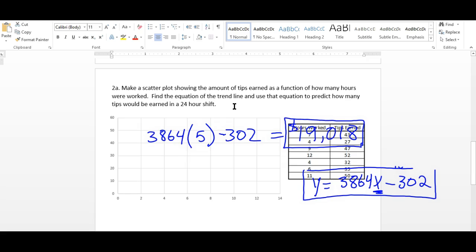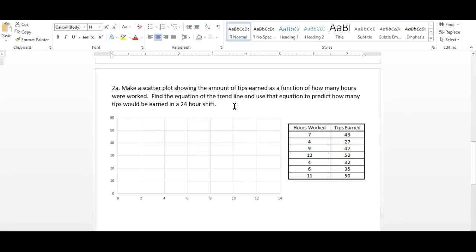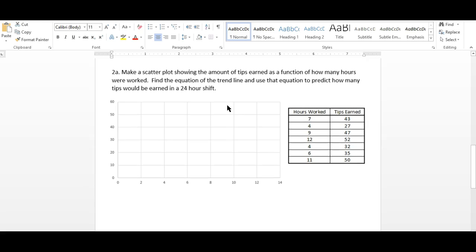Number 2. Similar concept, except you have to make the graph. So we're going to, let's see, someone's working and making tips. We're going to plot these points. So 7. I'm going to pause this and plot them off so the video is not too long.